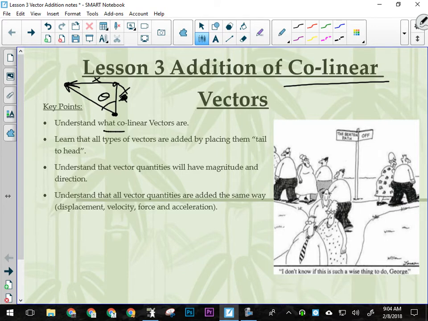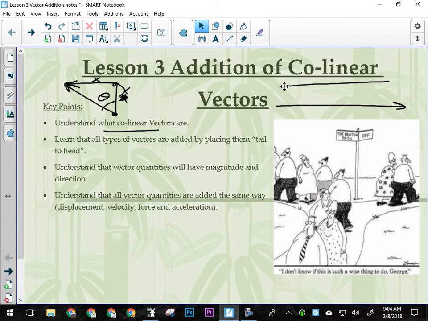Like I said, collinear vectors are vectors that are in a straight line. So I went 20 meters to the right, and then I came back, let's say 5 meters left. My total displacement would then be that distance. They're collinear, so they're on the same line.